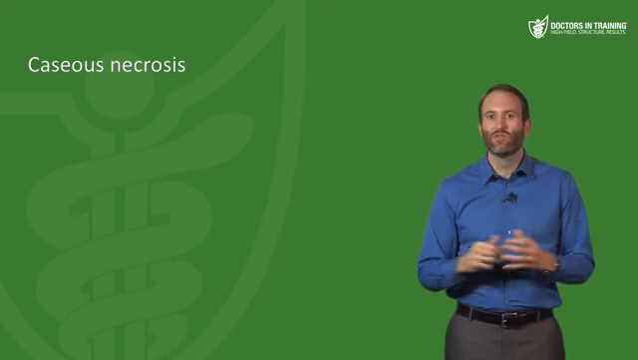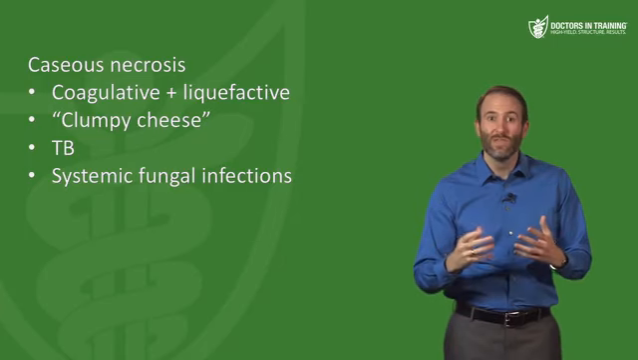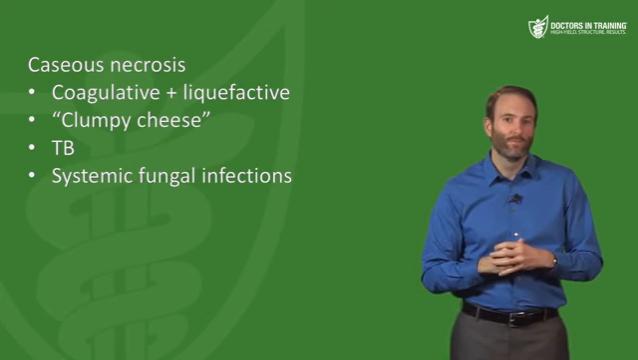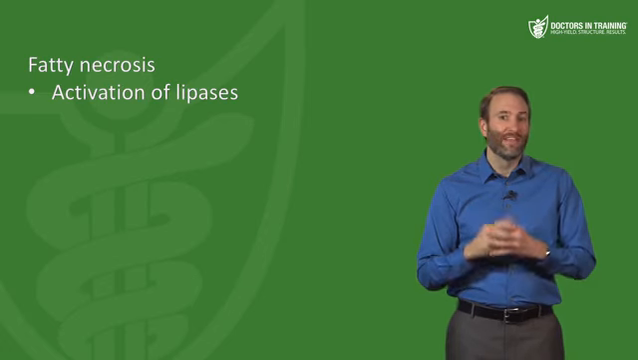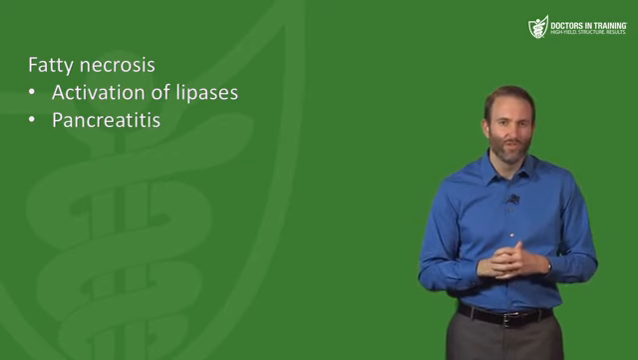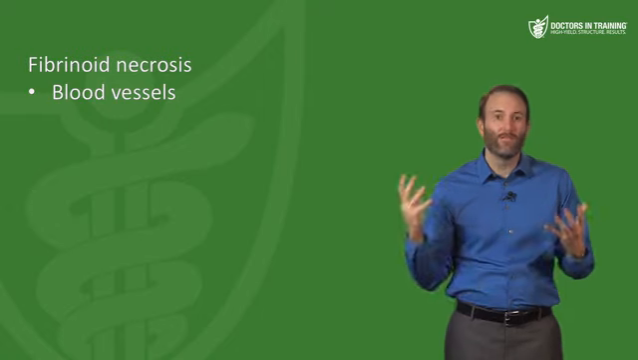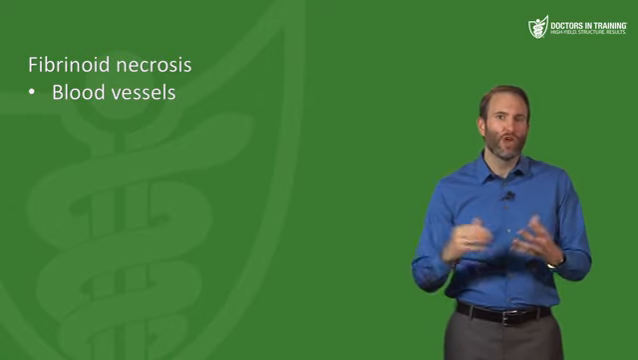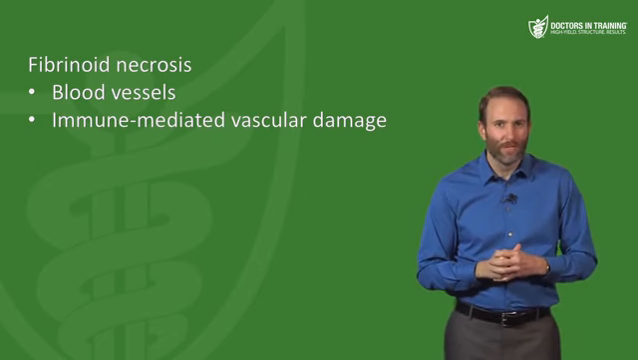Next, we have caseous necrosis. So this is kind of a combination of coagulative and liquefactive, and it tends to look like kind of clumpy cheese. It's really nasty. So this is seen very commonly in tuberculosis, and systemic fungal infections as well. Next, we have fatty or fat necrosis. This results from the activation of lipases and can be seen with pancreatitis, and can also be seen in subcutaneous tissues as well. Next, we have fibrinoid necrosis. So this is in blood vessels, so think vascular things. This is caused by autoimmune or just immune-mediated vascular damage.